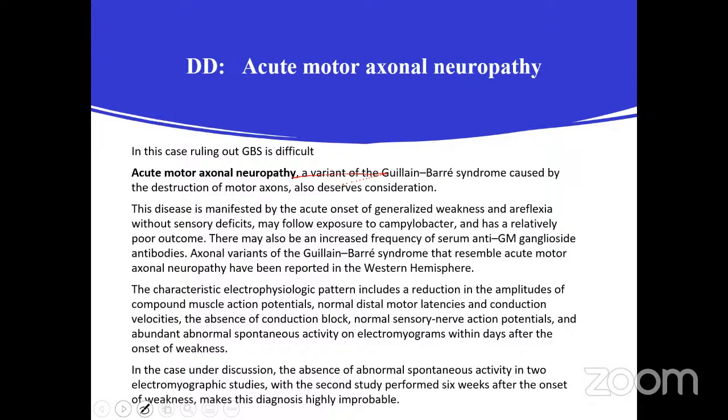The characteristic EPS findings include a reduction in the amplitude of the CMAPs, normal distal latencies and conduction velocities, absence of conduction block, normal sensory action potentials, and abundant abnormal spontaneous activity on EMG within days after the onset of weakness. The only abnormality, as you notice, in the axonal variant is amplitude reduction in CMAP. In the case which we are discussing, the absence of abnormal spontaneous activity in the 2 EMG studies, with the second study performed 6 weeks after the onset of the weakness, makes this diagnosis highly improbable, because in the axonal variant you require spontaneous activity on EMG.